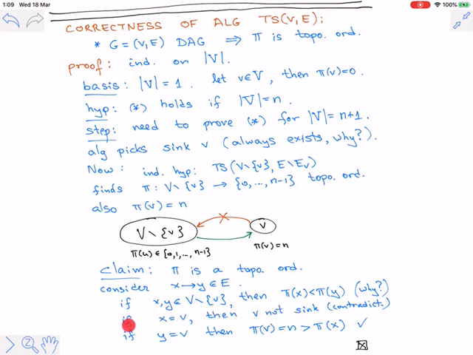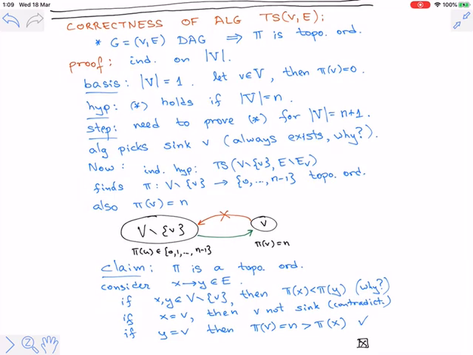Okay, finally, we're left with a case that y equals v. Well, if y equals v, then all we need to show that pi of x is less than pi of v. But this clearly holds because pi of v is n, and pi of x is in the range 0 to n minus 1. This completes the proof.